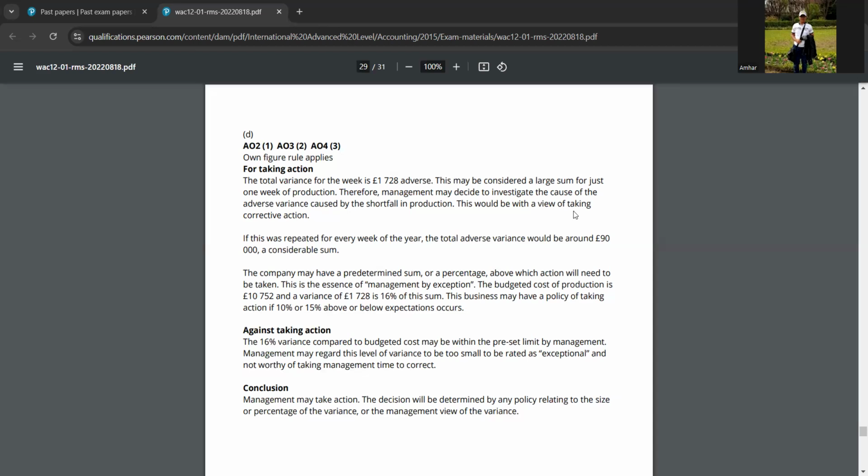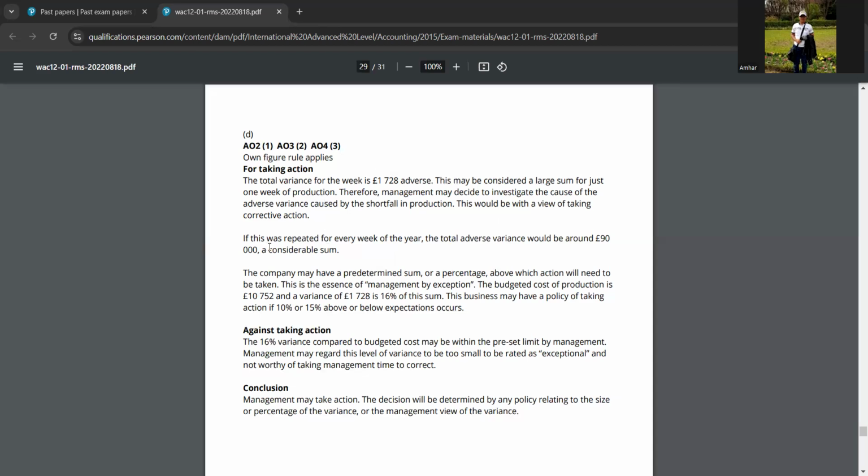After that, they are saying therefore management may decide to investigate the cause of the adverse variance. So management will decide to investigate what has made this an adverse variance, the reason. They are telling management may decide to investigate the cause of the adverse variance caused by the shortfall in production, with the view of taking corrective actions. So they will find the reason and take some corrective action. That is the first part.